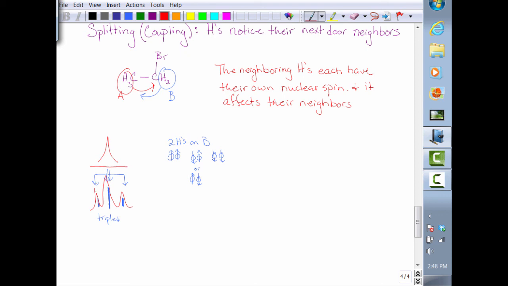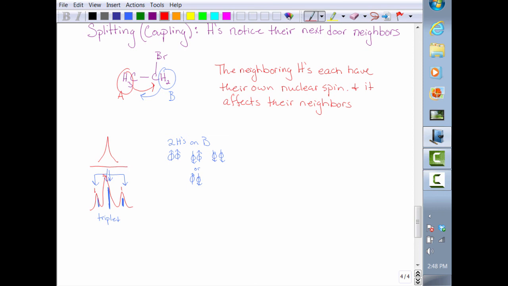So the ratios here are 1 to 2 to 1, normally for a perfect triplet, but you don't always see that. And so if we saw a triplet signal, we can infer how many hydrogens are next to it. So if we knew that this was signal A, and we saw a triplet, we could say, oh, signal A has 2 hydrogens next to it. Because the number of hydrogens is always the number of peaks minus 1.